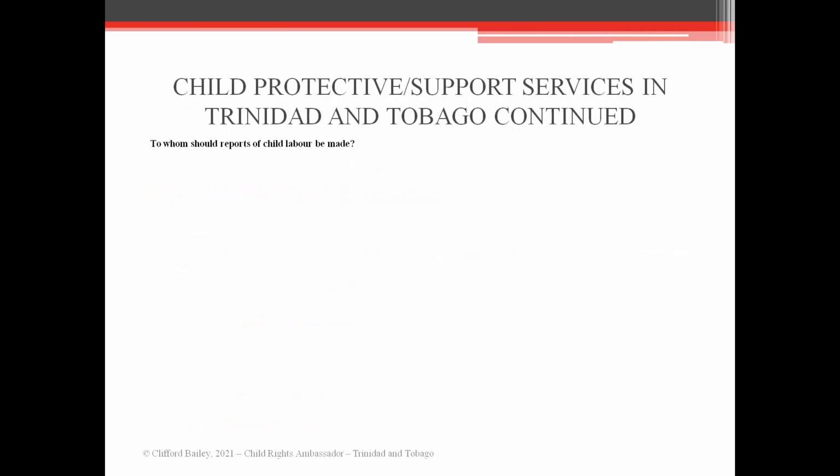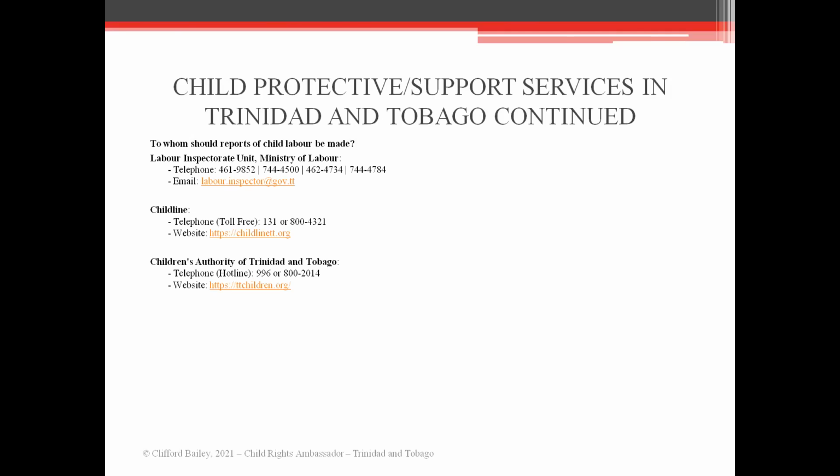Continuing from the Ministry of Labour. To whom should reports of child labour be made? They should be made to the Labour Inspectorate Unit of the Ministry of Labour. Their telephone numbers are 461-9852, 744-4500, 462-4734, and 744-4784. Their email address is as follows: labour.inspector@gov.tt. Childline, their toll-free telephone number once again is 131 or 800 4321. Website link, childlinett.org. Children's Authority of Trinidad and Tobago, their hotline numbers are 996 or 800 2014. Website link, ttchildren.org.